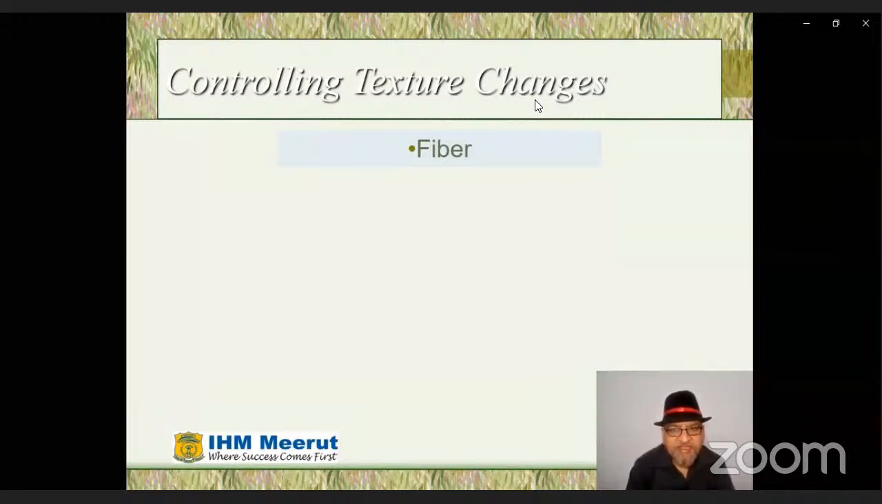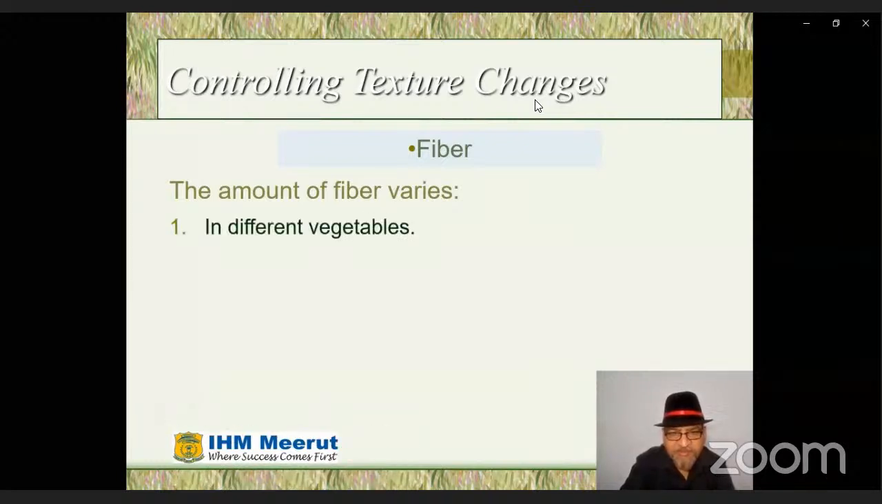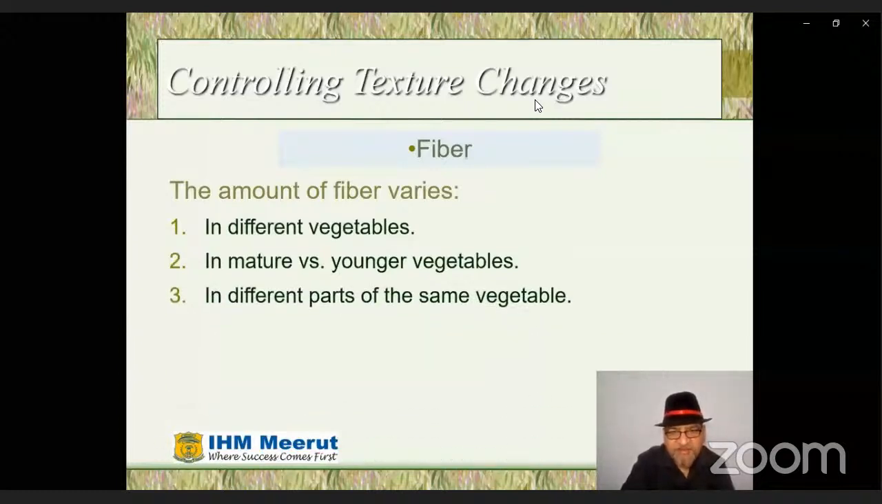When we cook food, there are changes in the texture of vegetables. What happens to the fiber? Fiber sometimes hardens and sometimes it softens depending upon how we are cooking. The amount of fiber in food varies in different vegetables. In mature vegetables, there is more fiber, and in young vegetables, the amount of fiber is lesser, and in different parts of the same vegetable. So in some parts of the vegetable, there may be more fiber, and in some parts of the same vegetable, there may be lesser amount of fiber.